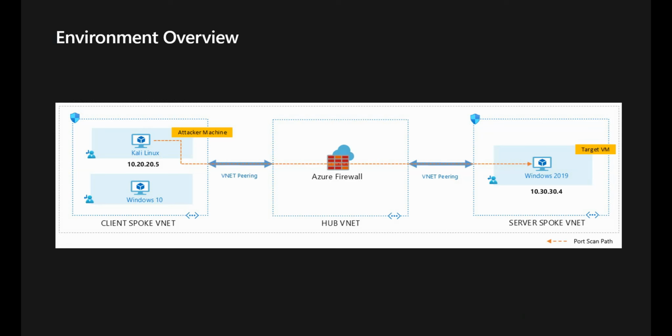An important thing to note here is that the client and the server VNets cannot talk to each other directly. They do not have any direct connectivity between them. And the way they get connectivity to each other is through VNet peering to the hub VNet, which is where Azure Firewall filters traffic between the 2 spokes.